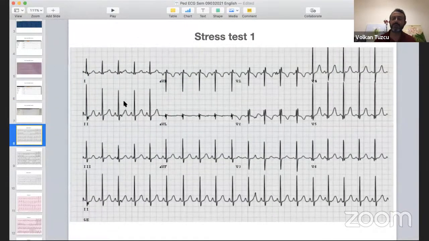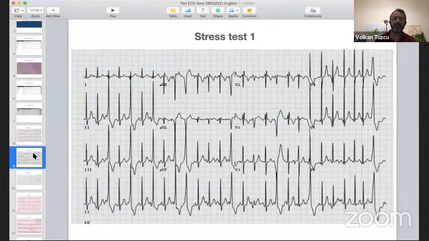All right, so let's switch to another patient. This is a stress test, the early part. And then the patient starts running more. So what do we start to see when the patient starts to run? The rhythm changed, right? Extrasystole, what type of extrasystole? PAC, PVC, or PJC? PVC. Why PVC? Because they are wide, right?